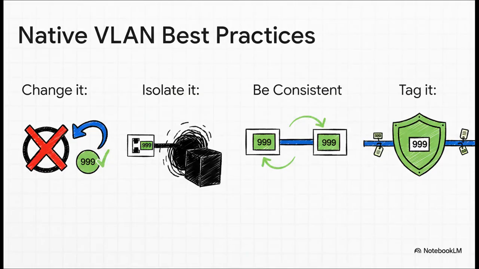So, how do we lock this down? Here's your checklist. Number 1, change it. Get the native VLAN off of the default VLAN 1 immediately. Number 2, isolate it. Move it to a completely unused VLAN ID, a black hole that has no users, no servers, nothing. Number 3, be consistent. Make sure the native VLAN ID matches on both sides of a trunk. And finally, the ultimate pro move. If your gear supports it, just configure it to tag the native VLAN too. This completely closes that untagged loophole.